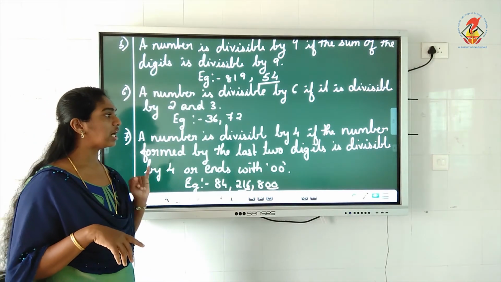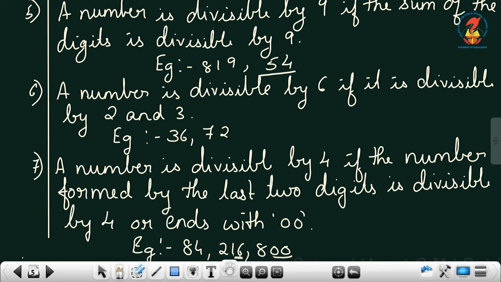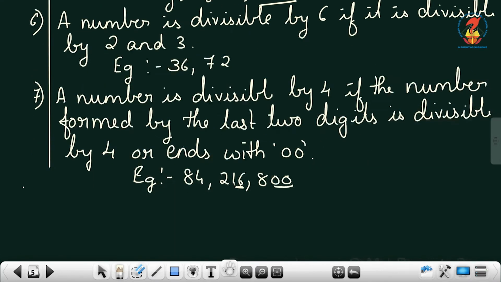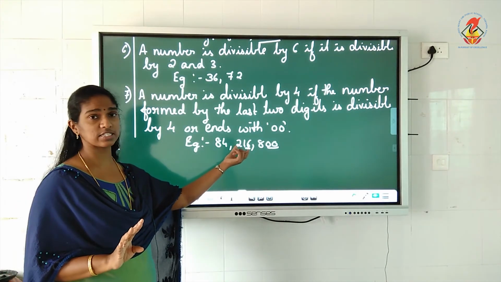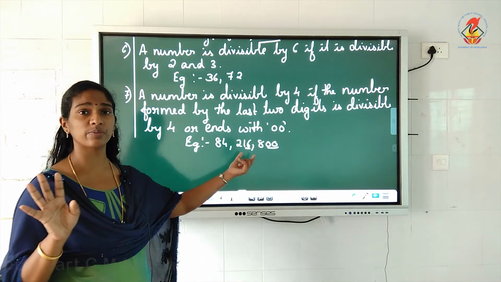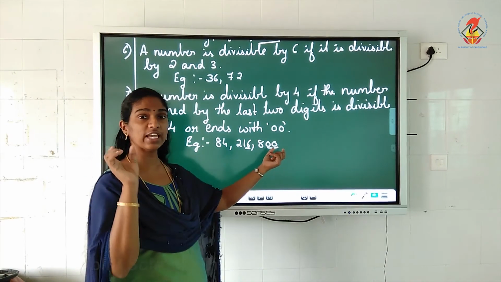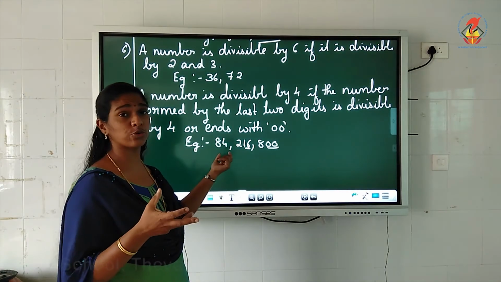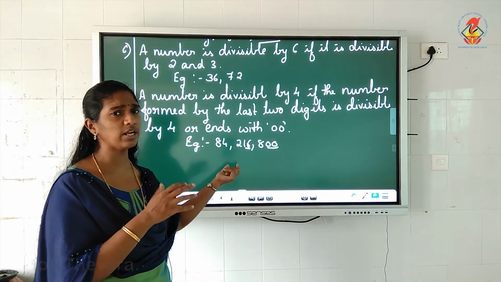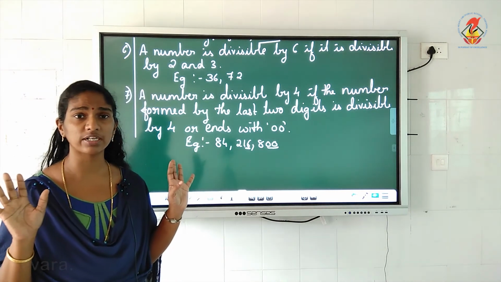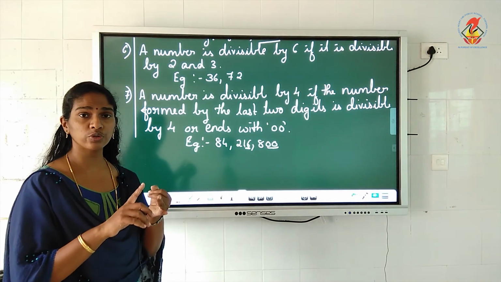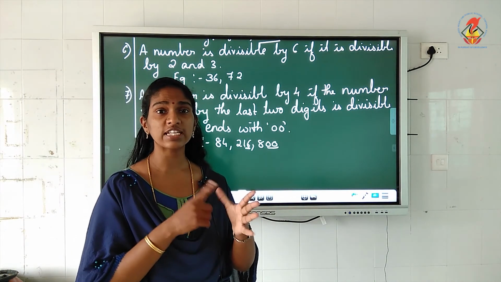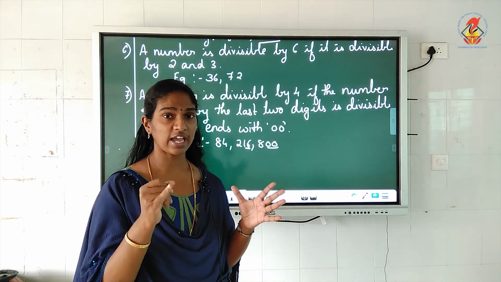And then the last one, a number is divisible by 4. How? You have to take the last 2 digits. If the last 2 digits are there in 4's table, or if it is divisible by 4, then that particular number, 216, is divisible by 4, or the last 2 digits should be 0, 0. If you have only 2 digits and if you don't know it is coming in 4's table, you divide with 4 and see whether you are getting remainder 0. Okay? Understood? So, we have learned for 2, 3, 4, 5, 6, then 9 and 10.